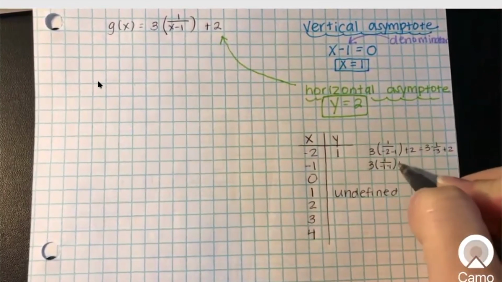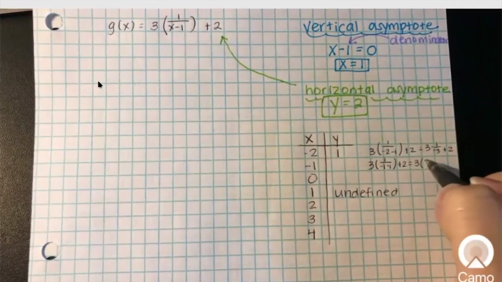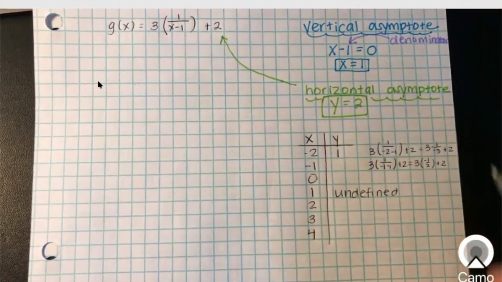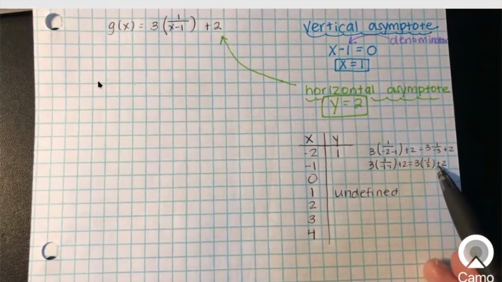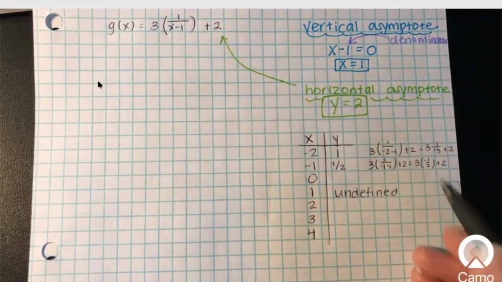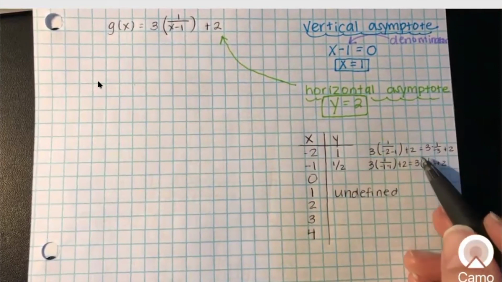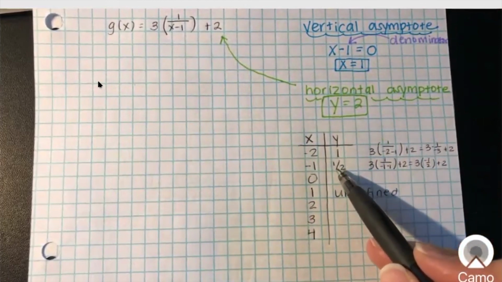-1, I'm going to get 3 times -1/2. So that's going to be -3 over 2 plus 2 is going to be 1/2. So remember, -3 over 2 is the same thing as -1.5. -1.5 plus 2 will get +1/2.